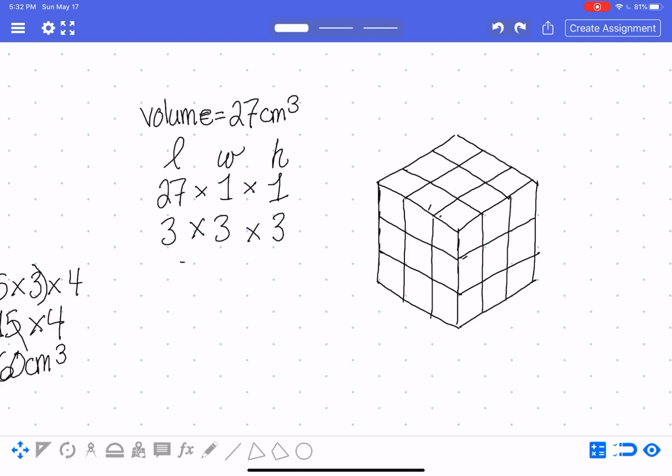So there's my length of 3. There's my width of 3 and my height of 3. Right? Just like a Rubik's Cube. So 3 times 3 times 3 is 27 centimeters cubed. Now, when all the numbers are the same, you might as well know that it's called a perfect cube. All the numbers are the same. It's a perfect cube because the length, the width, and the height are the same.